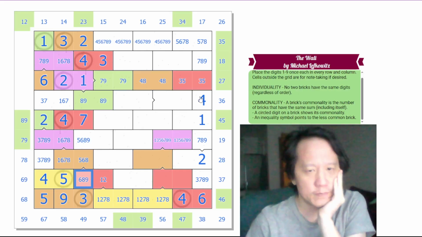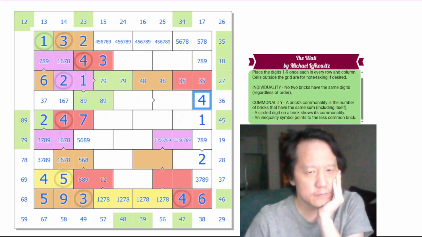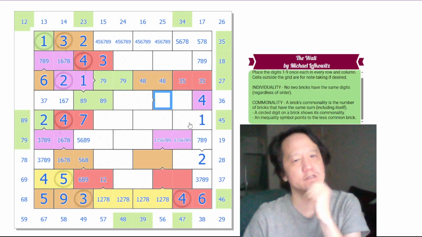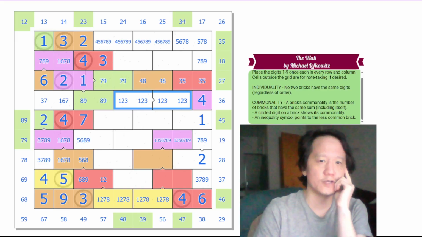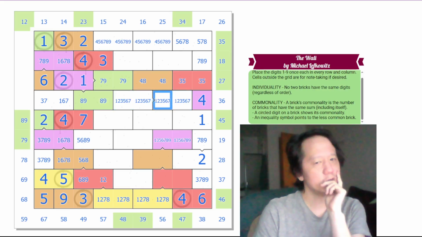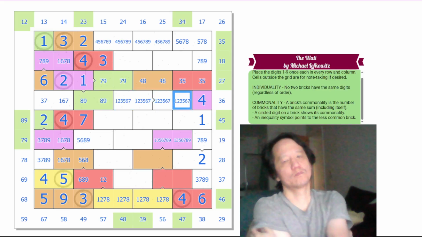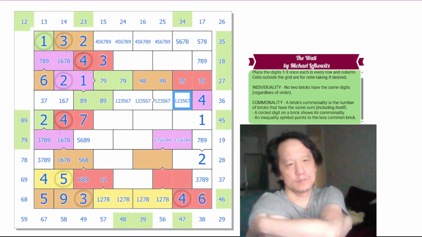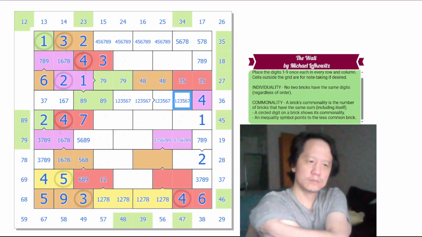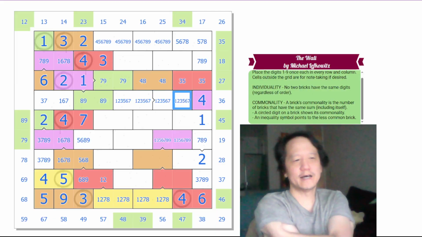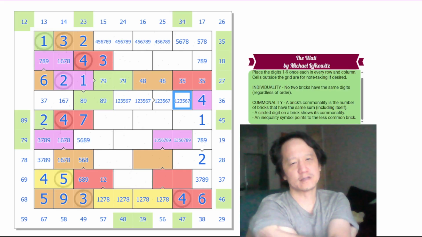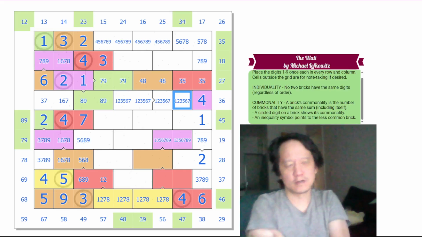This is 4, which is 2 different types of commonality bricks. Rest of the digits have to be 1, 2, 3, 5, 6, 7 in row 4. Interesting. So they cannot add up to the same value, is what I guess we're saying.